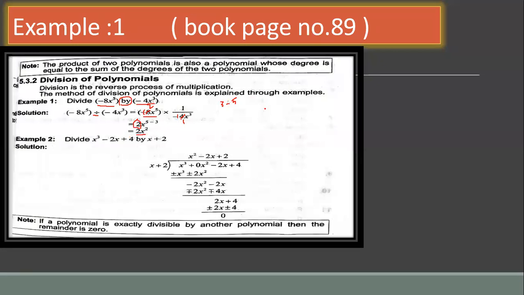Let's suppose, dear students, that there would be minus 3 in the denominator. If there would be minus 3, what will we do? We will do 5 minus minus 3. So what will happen? Minus minus becomes plus, and 5 plus 3 is equal to 8.